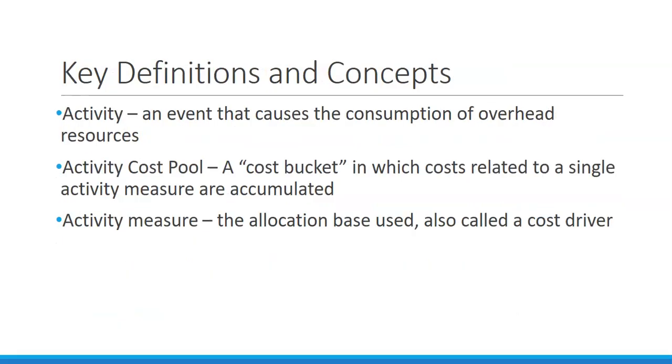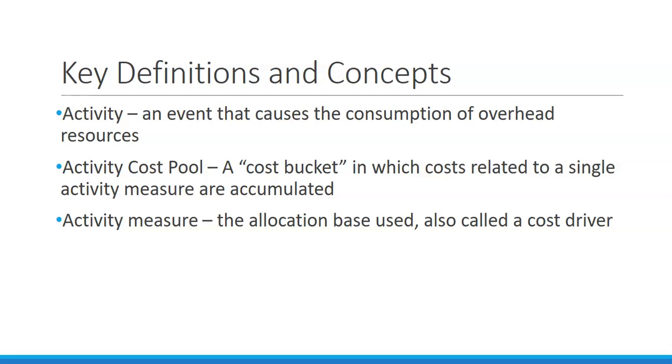So our main definitions are activity. This is an event that causes overhead resources. The activity cost pool, which is the cost bucket in which all of our costs are accumulated, and then our activity measure. So that's our allocation base.